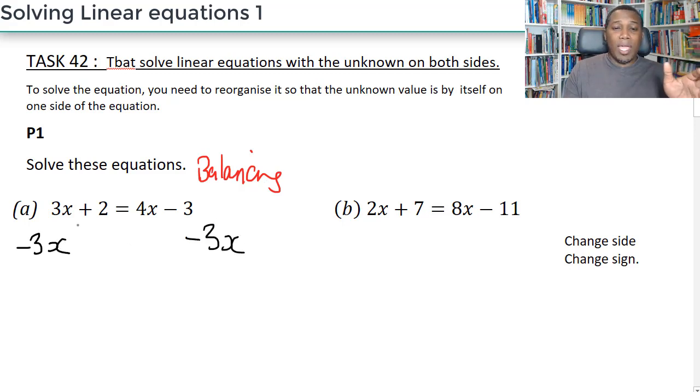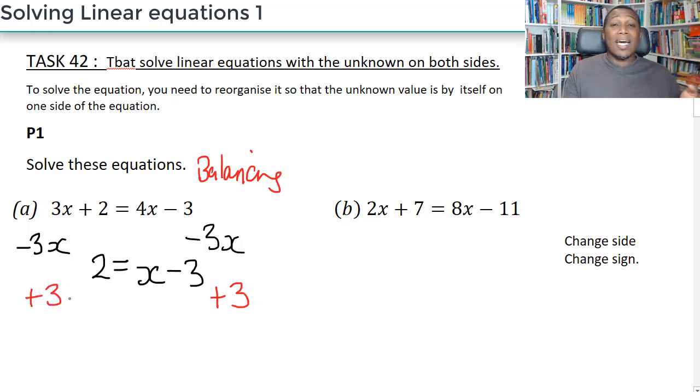As a result of taking 3x from both sides, all I'm left with is 2 on the left-hand side. On the right-hand side, I took away 3x. 4x take away 3x leaves me with 1x, then I have take away 3. So x take away 3 is equal to 2. Don't let the idea that the x take away 3 is on the right make you feel uncomfortable. It is what it is, and we've got to run with it. Now, I want x, I don't want x take away 3. So that take away 3 needs to go. How do you remove a take away 3? By adding 3 to both sides.